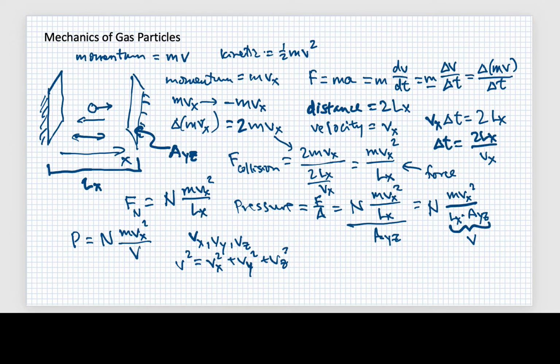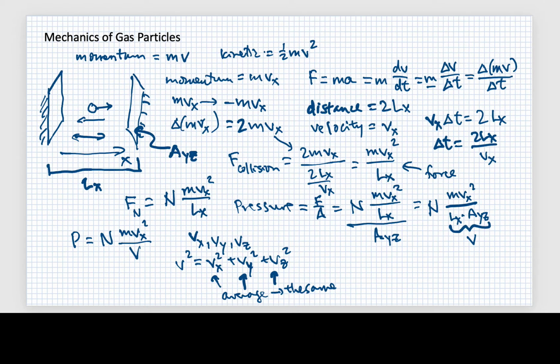Now, we're going to assume that this system has a property we call isotropic. That is to say, it doesn't prefer one direction over another. So it's equally probable to be moving in any direction. That means that each of these, on an average basis, is going to be about the same. So on average, they are the same.